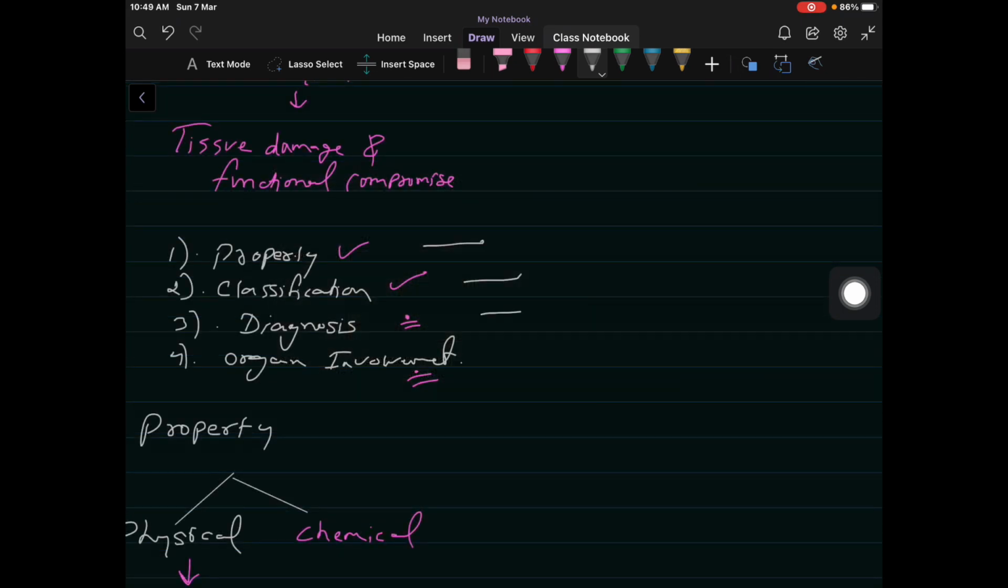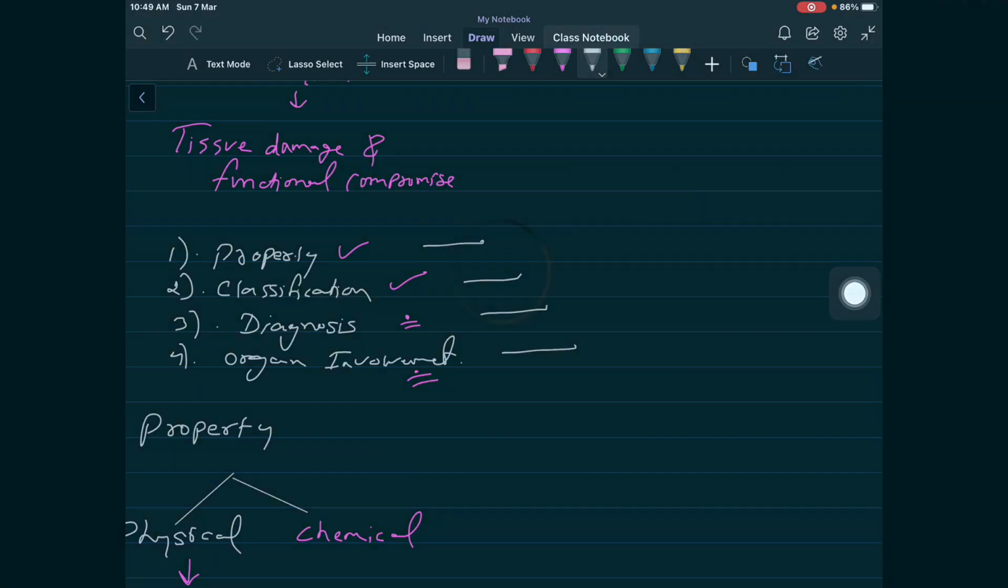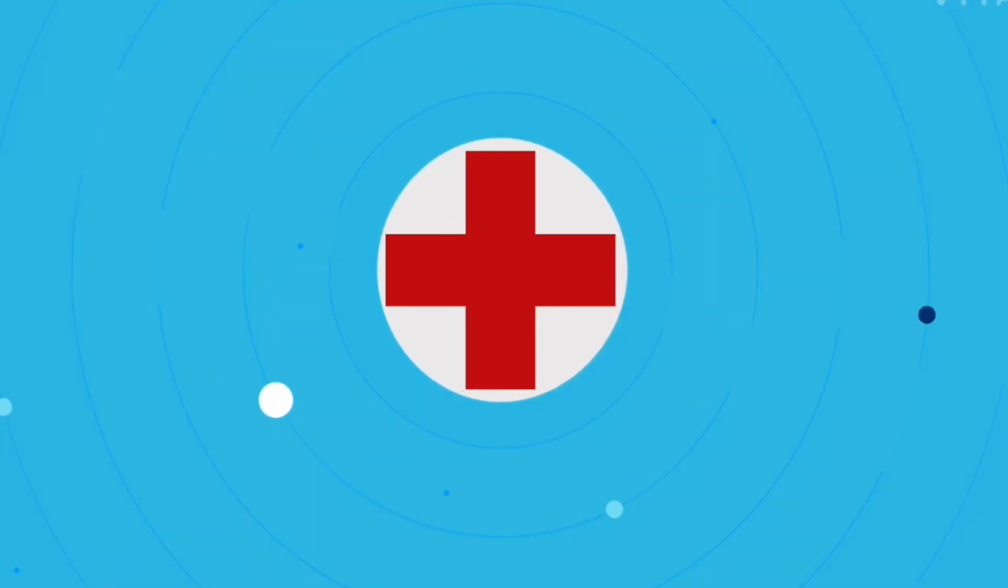Hence we have completed all our points: the property, classification, and diagnosis.